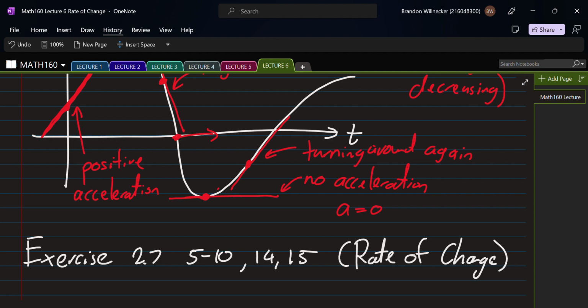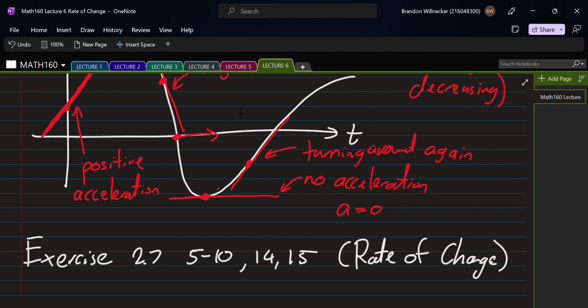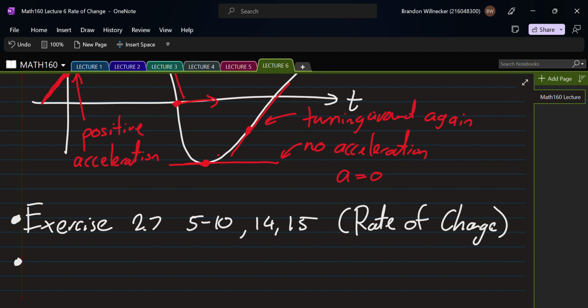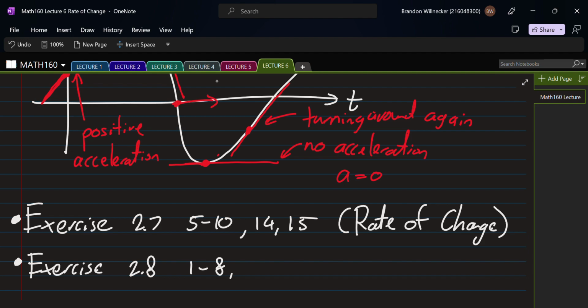Very similar to what we went through now, looking at the position as a function of time, velocity as a function of time, and the acceleration as a function of time. So that is the first part of the tutorial. The second part of the tutorial, which we'll be covering now, will be exercise 2.8, 1 to 8, and then number 13. That will be on related rates of change, which we will start soon.